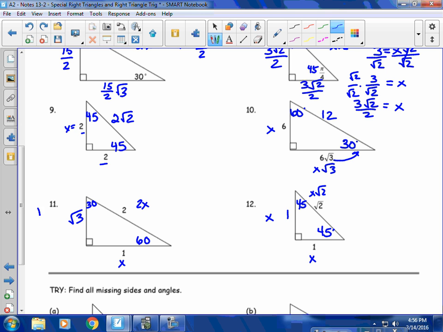11 and 12 are going to be big ones in the next couple days. We're going to be using these ones a lot. We'll talk about why tomorrow.